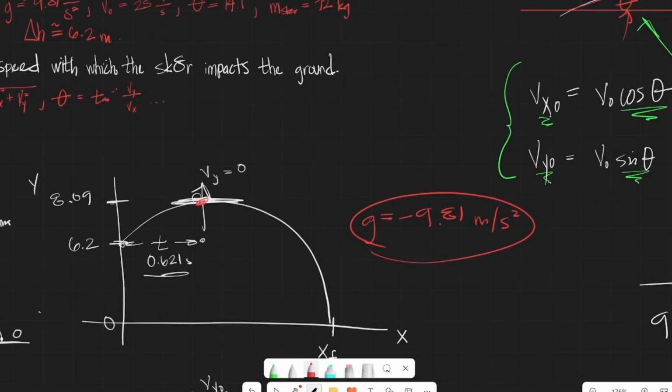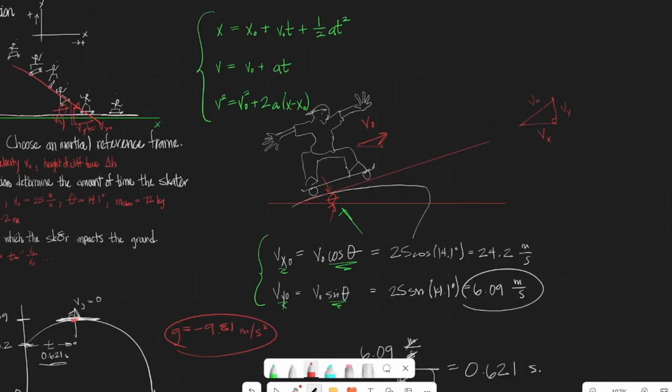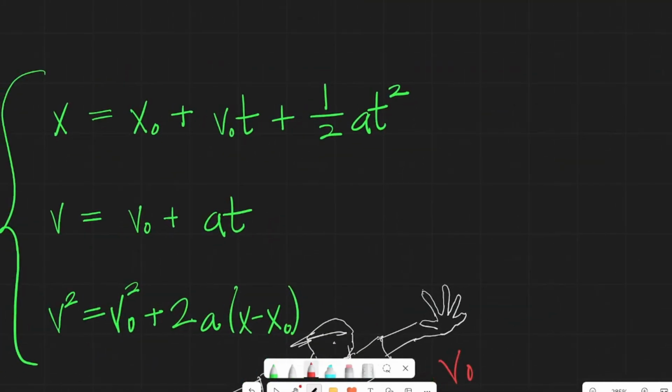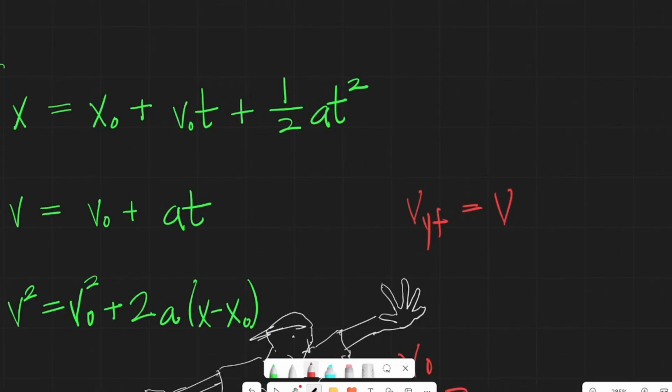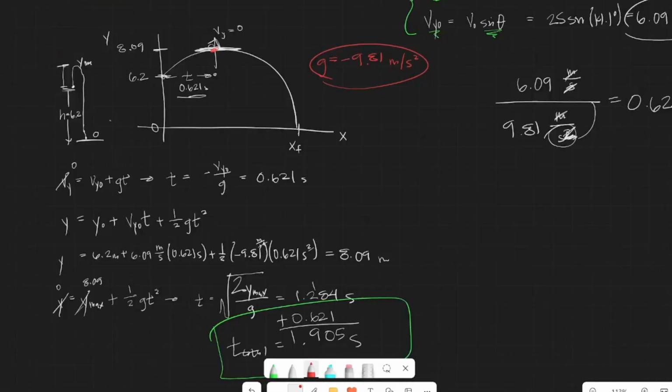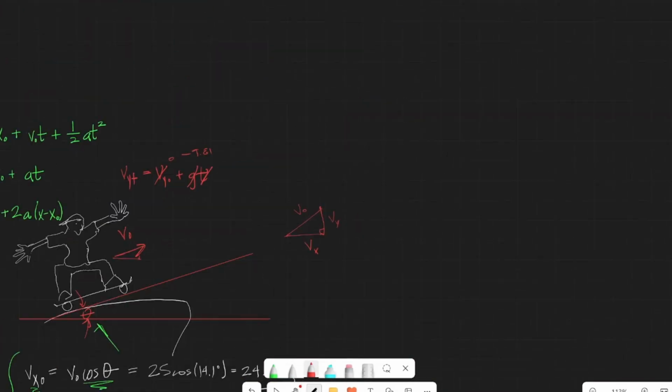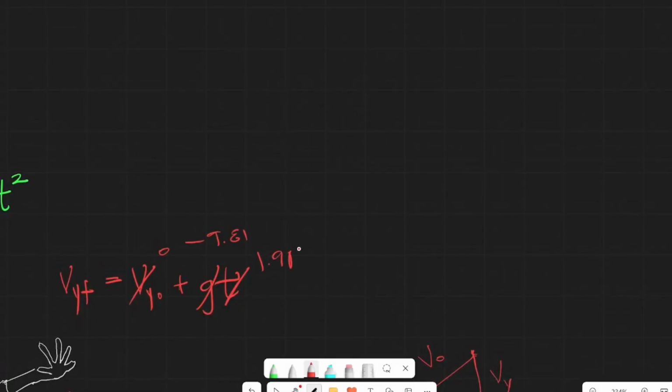And so let's figure that out. Vy is 0 right here, so we can just analyze the second half and use our equation of kinematics to figure this out. So we want to find Vy final. It just equals the initial velocity in the y direction. We're starting at the maximum height, so that's 0. And then plus gt, which we already know the values of. That's negative 9.81, and this is the time that we just got, which was 1.905 seconds.